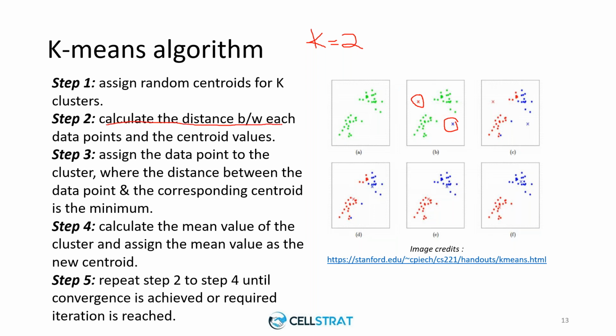Then it will calculate the distance between each data point and the centroid values. For this data point, it calculates the distance to this centroid and to this centroid. Like that, it does this for each and every data point, finding the distances to each of the assigned centroids. Wherever the distance is minimum, the point goes into that cluster. For example, you can see that this data point is closer to this centroid compared to this centroid. Hence, it belongs to this cluster.